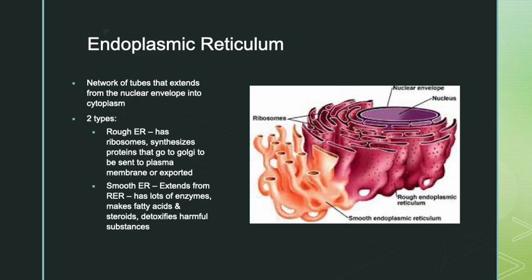That RER is continuous with our smooth ER, our SER. The smooth ER has lots of enzymes, and it's able to detoxify and break down really harmful substances. It also is able to synthesize fatty acids and steroids, especially hormones. So we'll talk about that SER as we go through different parts of the body, like the liver and things like that, have lots of SER to help detoxify things.